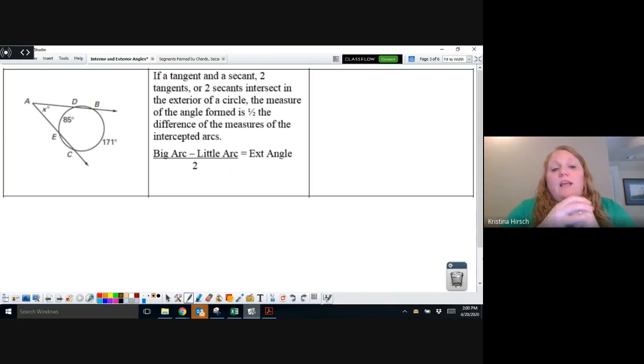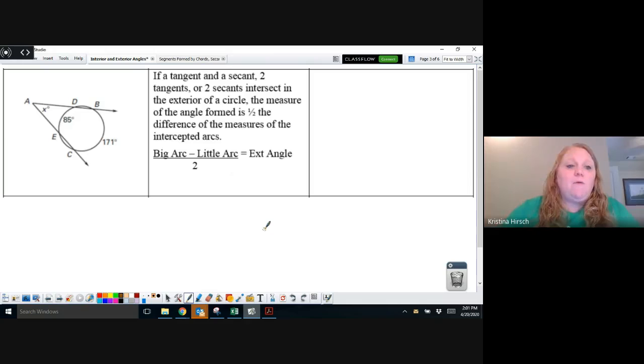So when they're on the inside, think about inside, you're meeting in the middle. So you take the average, you add them and divide by 2. But here they're on the outside. And so if you think about just outsiders in general, if there's somebody outside of your group of friends, maybe they're outsiders because they're different than everybody else. I don't know. I'm just trying to come up with something to help you remember it. But if it's outside, you take the difference. You subtract and divide by 2.